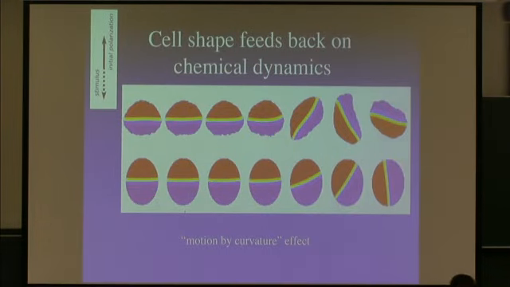I want to make another point, which we discuss in the same publication, that I think one would miss if one was doing computations on the edge of a cell, as I mentioned earlier. And that is that the cell shape itself turns out to have a feedback onto the Rho GTPase dynamics. And this is purely a kind of motion by curvature effect, which mathematicians know about, but I think one would tend to miss if you didn't know to look for it.